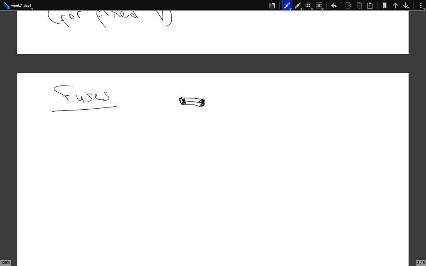Have you seen the fuses of a car? How many of you are driving? And you weren't curious to open the fuses?